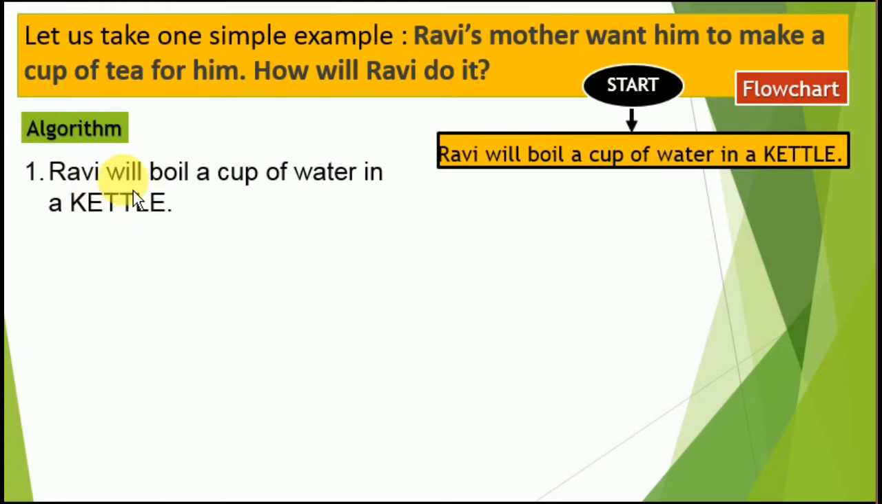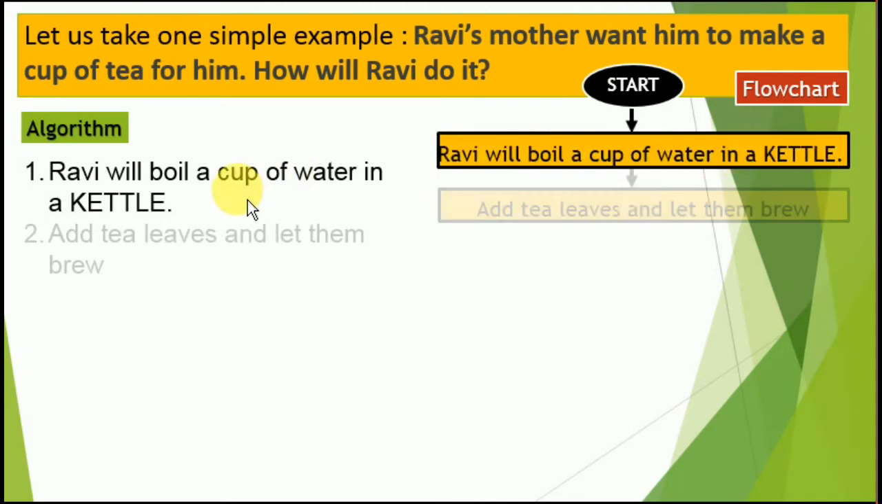What is the first line? Ravi will boil a cup of water in a kettle. In the flowchart, we have to start at the top with this oval shape, and we write down start, then the arrow. This is called a flow line, which means the flow is going downward. And what is the first step? In a box, this rectangular box, which is called a process box: Ravi will boil a cup of water in a kettle.